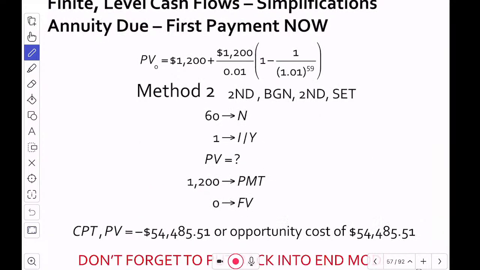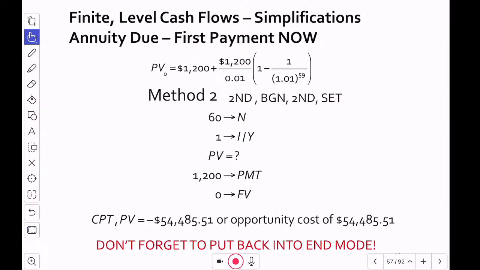The other approach is to use begin mode in your calculator and just treat it like a regular annuity. So the only adjustment you're going to make for this modified problem is that you are going to switch your calculator to begin mode. You hit second, begin, second, set. Now it's in begin mode. And then you enter as though you have 60 payments, because you really do, with an interest rate of 1 and a payment of 1,200.